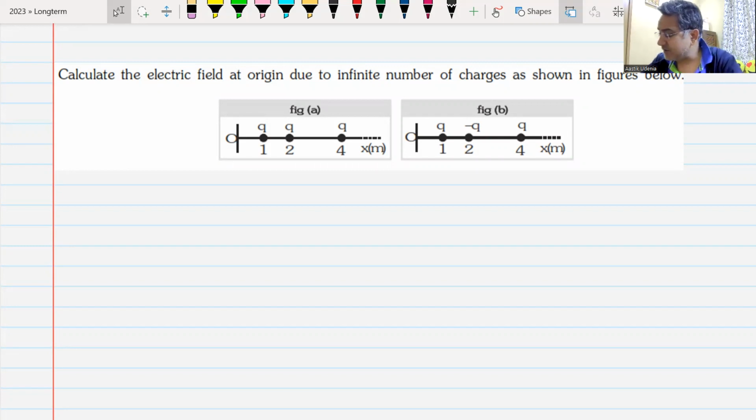In the first arrangement, all the charges are positive. The first charge is placed at a distance of 1 meter, the second one at 2 meters, then 4 meters, then 8 meters, and so on. In the second arrangement, the first charge is positive, the second is negative, the third is positive, and the fourth is negative, and so on. There are an infinite number of charges here. You have to find the electric field at the origin O.